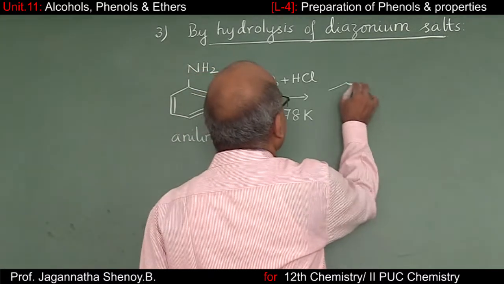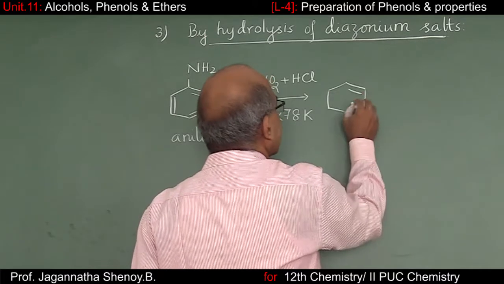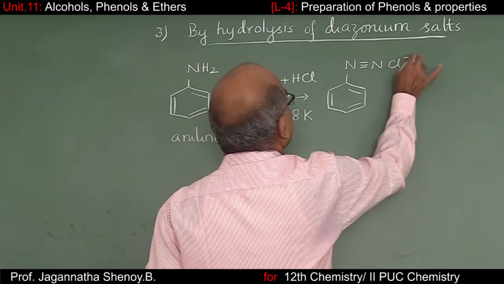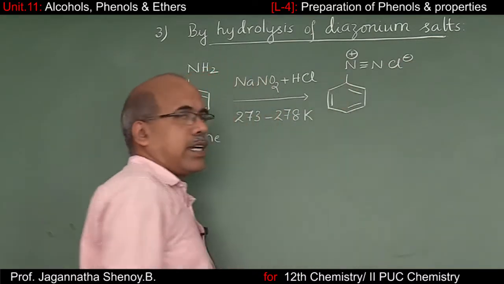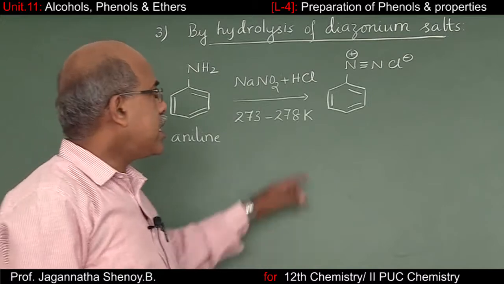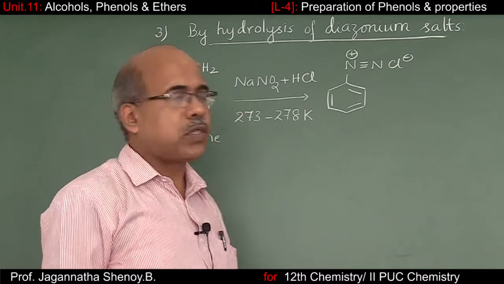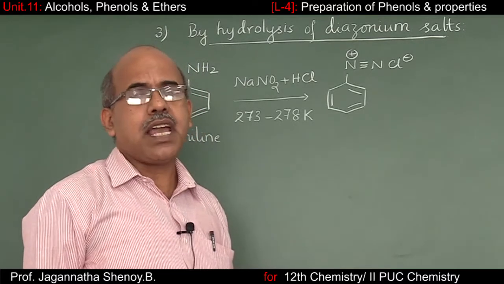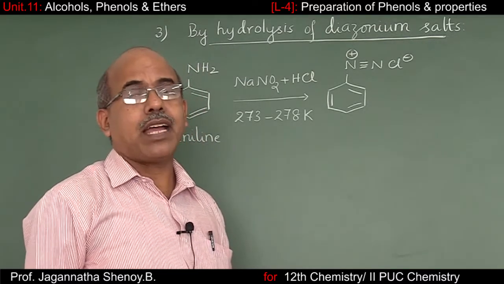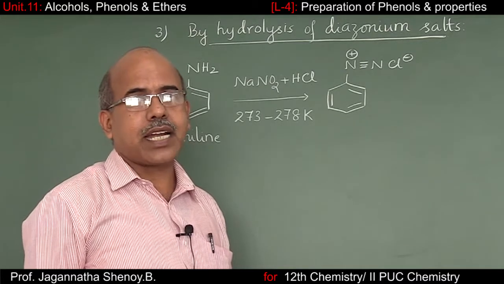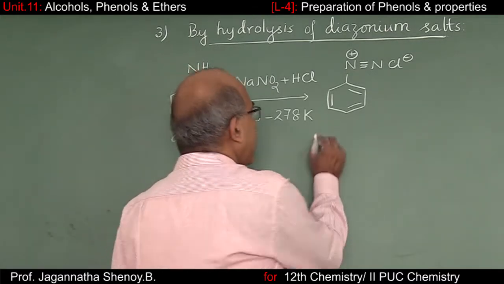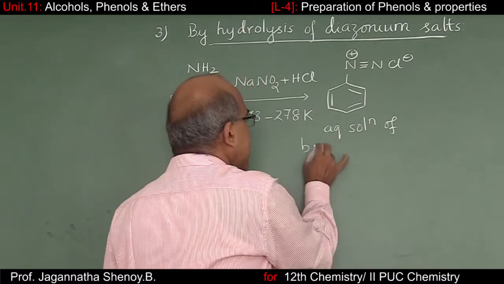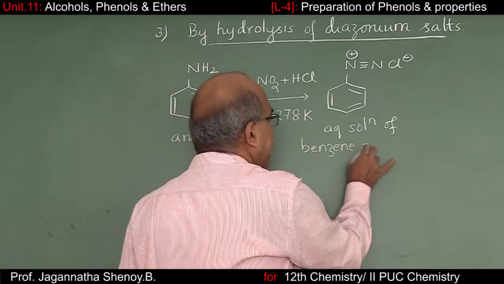So what is obtained? We get an aqueous solution of benzene diazonium chloride, which is written this way, in the ionic form. This is benzene diazonium chloride, but you should never try to isolate this compound in solid state. Being highly unstable and highly reactive, it will explode. That's why we have to start from an aqueous solution of benzene diazonium chloride.